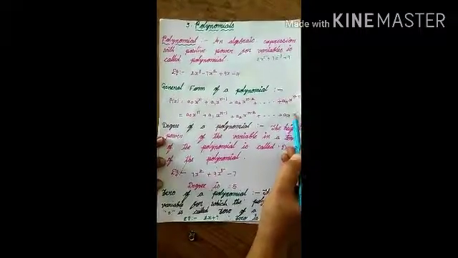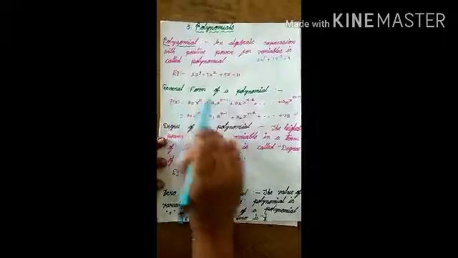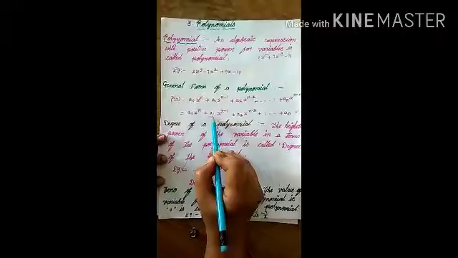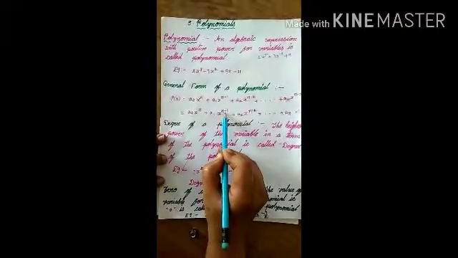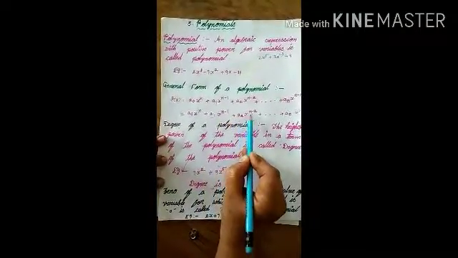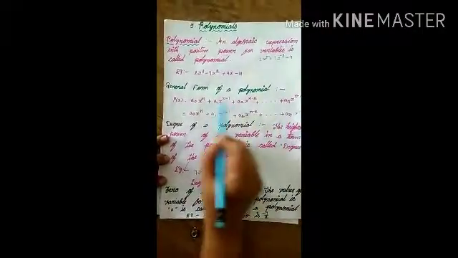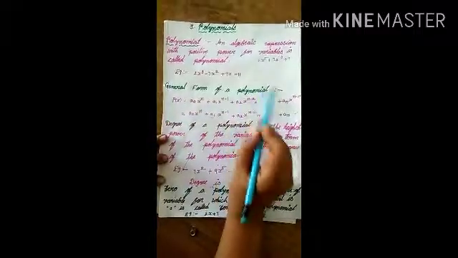An into 1 is an. So that's why the general form of a polynomial is a naught x to the power of n plus a1 x to the power of n minus 1 plus a2 x to the power of n minus 2 plus and so on an. It is the general form of a polynomial.